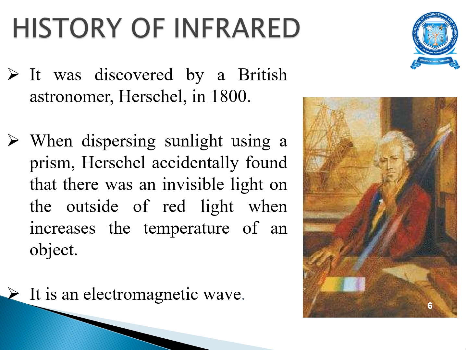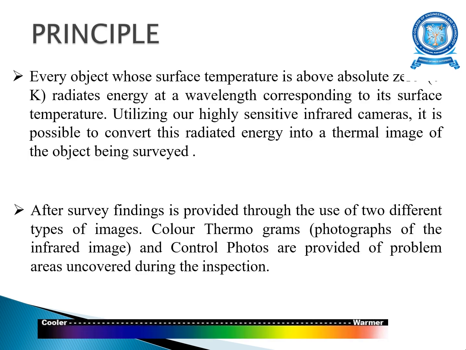So the history of infrared is, it was discovered by a British astronomer, Herschel, in 1800. When dispersing sunlight using a prism, he accidentally found that there was an invisible light on the outside of the red light which increases the temperature of an object. So this is nothing but an electromagnetic wave.